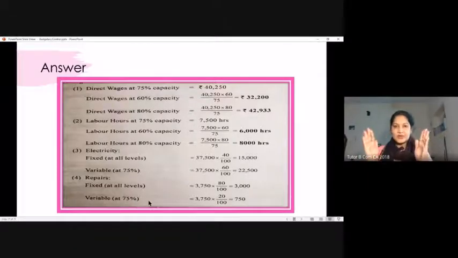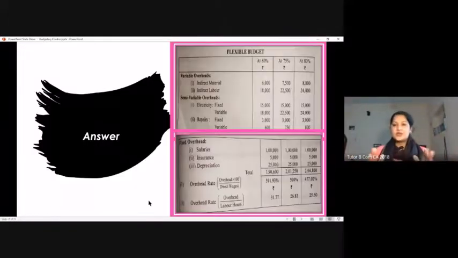Okay, this is the working note which we have to keep ready before we start with preparation of a flexible budget. Now we are going to prepare it. Now the procedure is the same. Only thing is that you will have two more extra columns. One column for 60% capacity, another column for 80%. The format remains the same. Okay, so this is it.